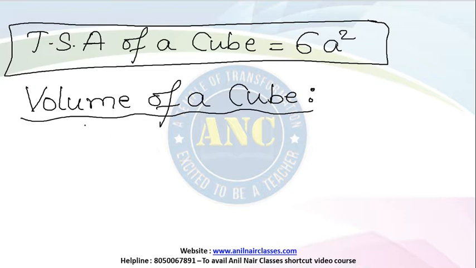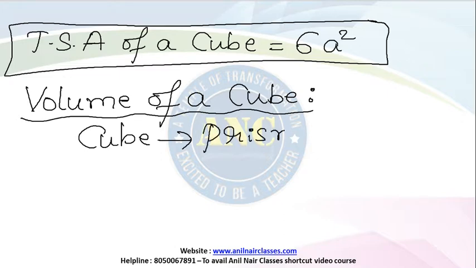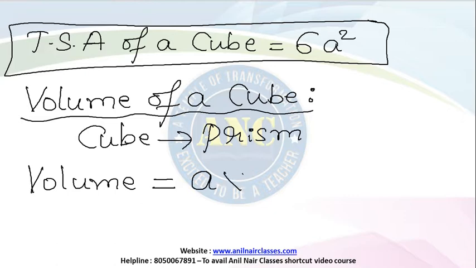Now, first thing is, a cube is a prism, right? We will come to it when we learn a lot of things about prisms later on. A cube is like a prism. I am not saying that it is exactly a prism. It's like a prism. That means the volume of a cube is length into breadth into height.